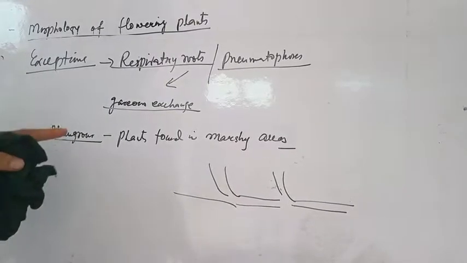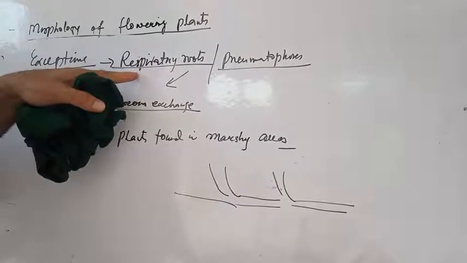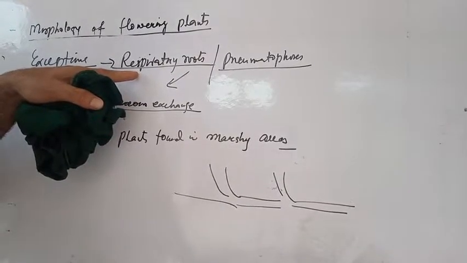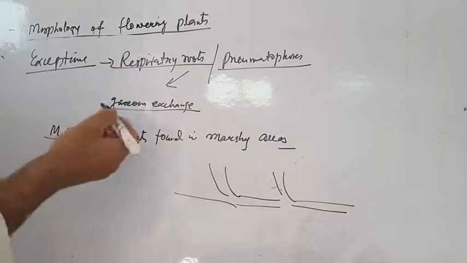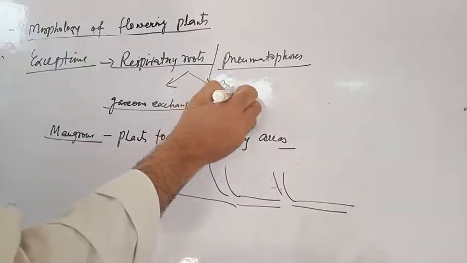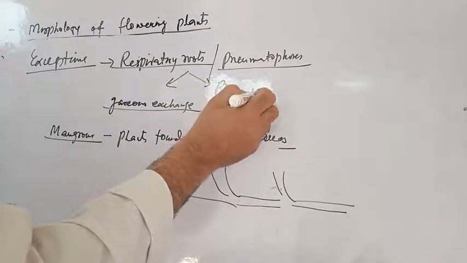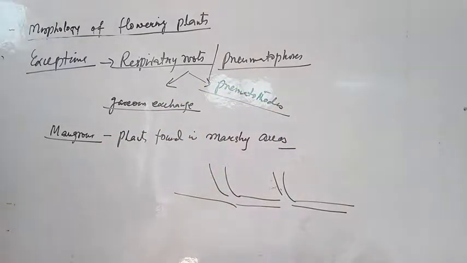The surface of these respiratory roots bears minute pores, which are called pneumatophores. So you have to remember that these roots possess minute pores, called pneumathodes, through which gaseous exchange takes place.